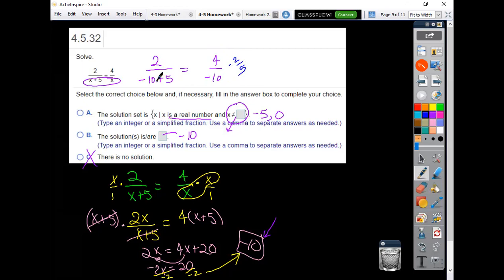So negative 10 does work, and it would be the solution, but I feel like they're wanting you to say the question A is the better answer, that x is a real number, negative 10 is a real number, but that also you can't equal either of these. So it says select the correct choice below, fill in the box to complete your choice. So I would just say one of those two. I don't really like the question because I feel like they both could be actually correct, just depending on what they're looking for. So that's how I would work problem 4.5.32.